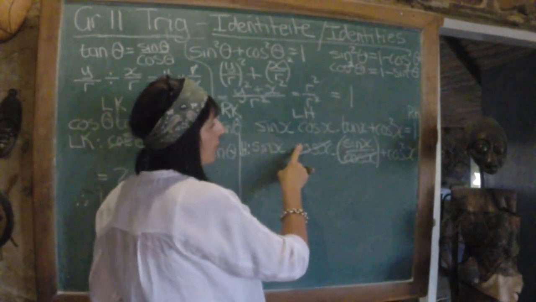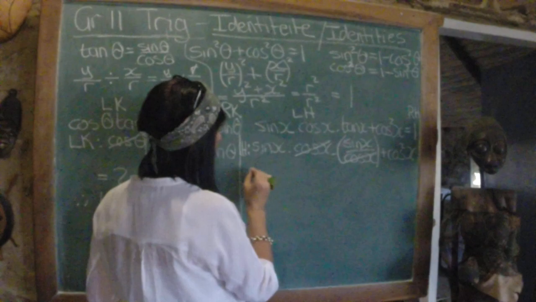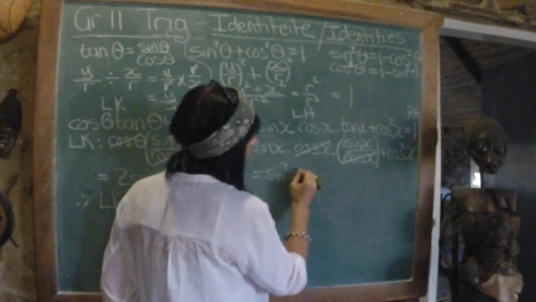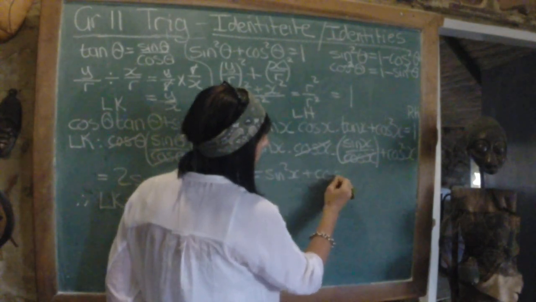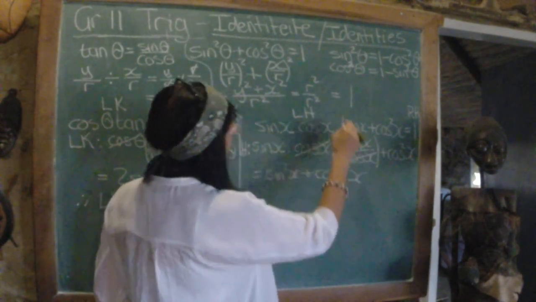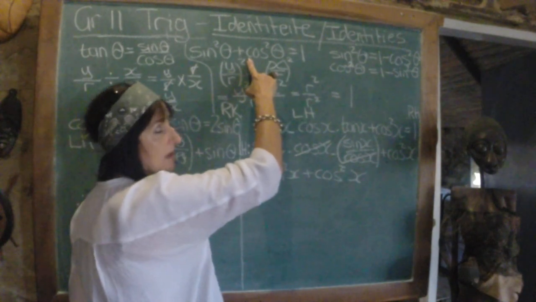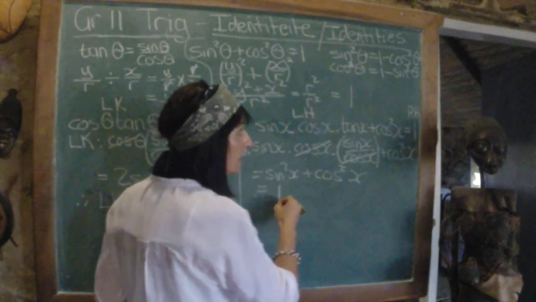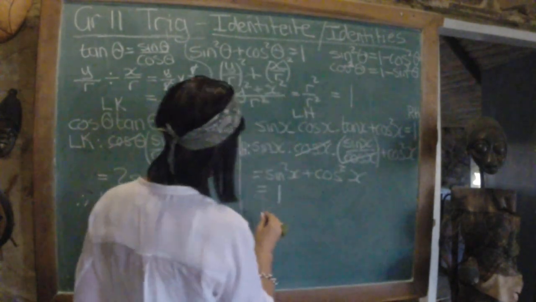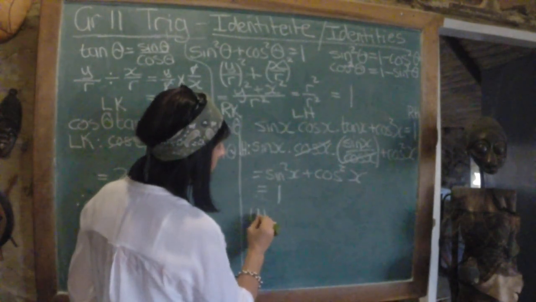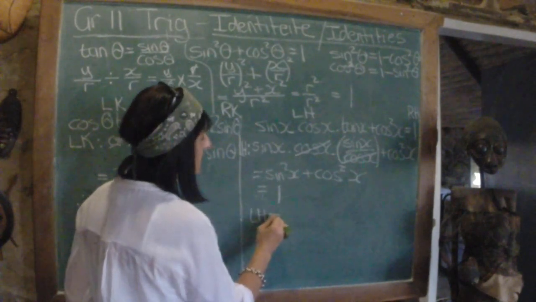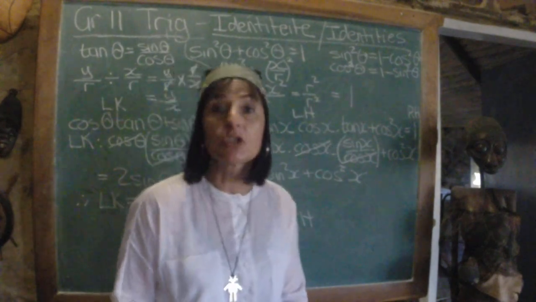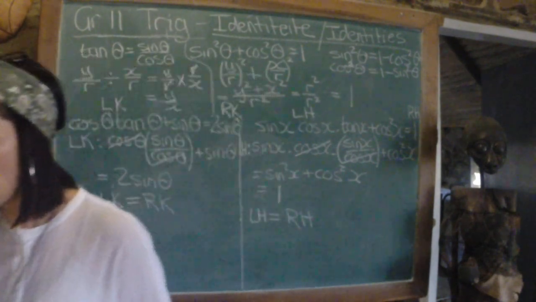A cos at the top and a cos at the bottom, and I'm left with sin squared x plus cos squared x. And can you see that that's your identity that you must know? That equals 1. And that's your right-hand side. So my left-hand side equals my right-hand side. Great stuff. Let's do another 2 more.